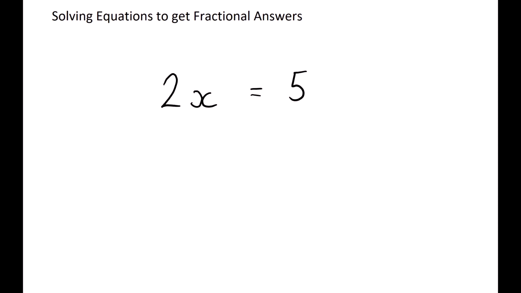Here, we're doing what we always do. Opposite of times by 2 is divide by 2. We want to divide both sides by 2. These 2's cancel out, and we are left with x equals 5 over 2. This we can't solve to get a whole number, so we can just leave it as 5 over 2.